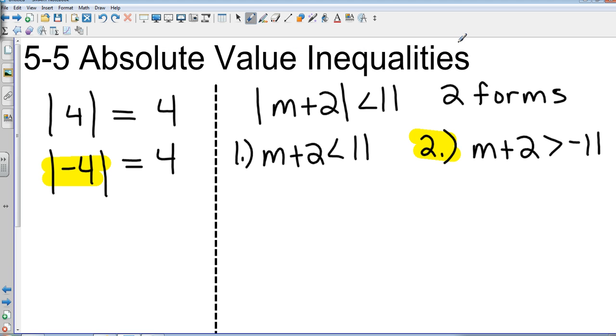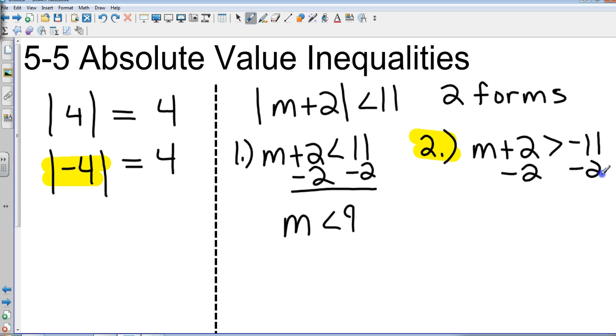So I would go ahead and just solve this. Subtract 2 from both sides. So this is m is less than 9. And then over here, I would subtract 2 from both sides. And so that's going to be m is greater than -13. And so they would probably want us to graph that on a number line.